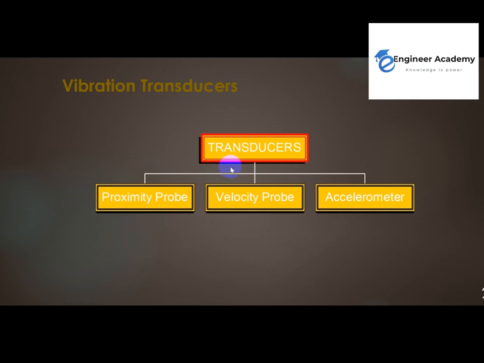To make the right measurements, we need to use the proper sensor. That can be represented by three types of sensors: one called the proximity probe, the velocity probe, and the accelerometer.